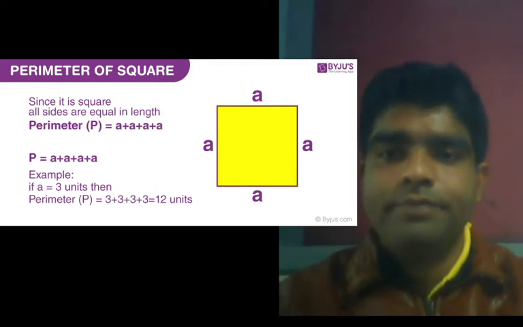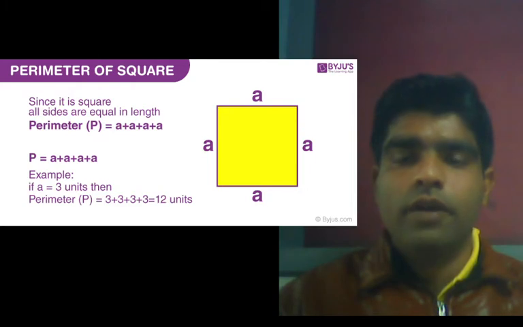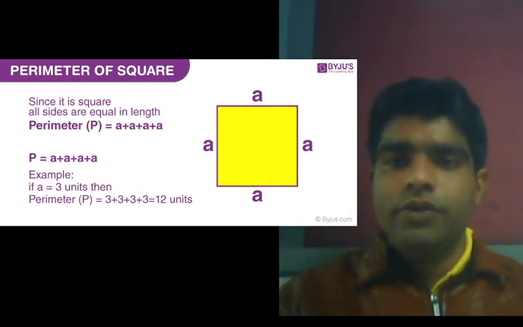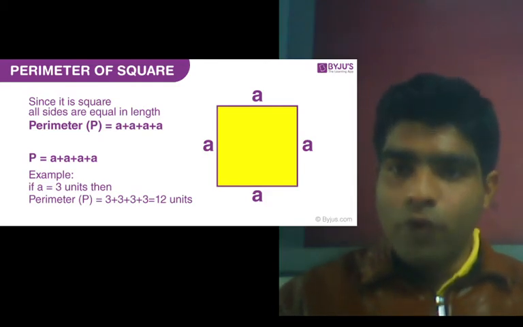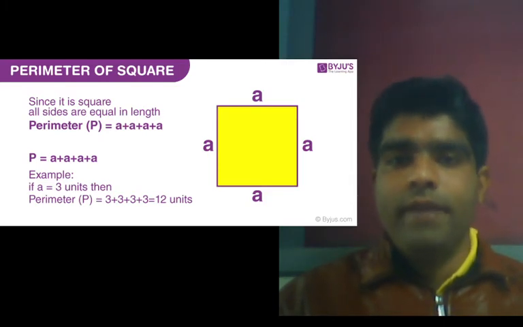Hello dear students, today we will start chapter number 13. The name of chapter 13 is Fields and Fences. Now dear kids, today we will start a new topic. The name of our new topic is perimeter.